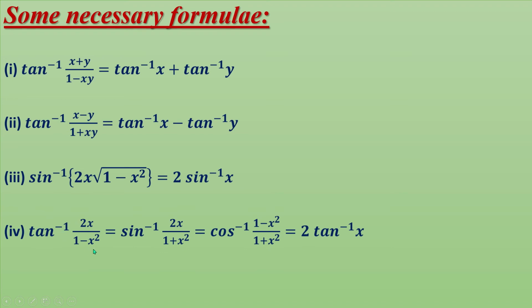Tan inverse of 2x divided by (1 minus x square) is equal to 2 tan inverse x. Or sin inverse of 2x divided by (1 plus x square) is also equal to 2 tan inverse x. Or cos inverse of (1 minus x square) by (1 plus x square) is equal to, we can write, 2 tan inverse x. Or 2 tan inverse x is equal to, we can write, this or this or this. Or tan inverse of 2x divided by (1 minus x square) is equal to sin inverse of 2x divided by (1 plus x square), or we can write this or this, no problem.